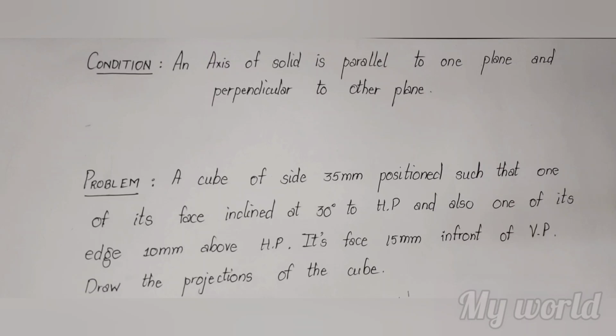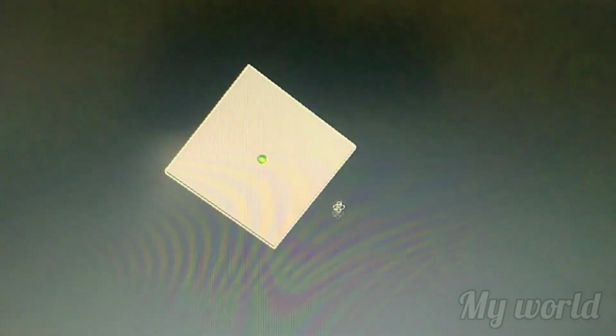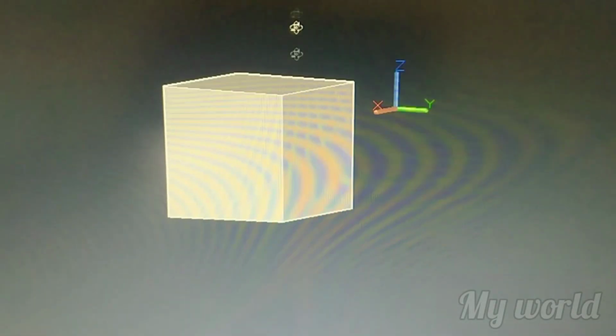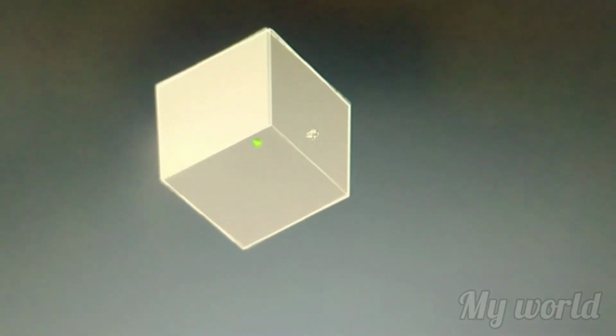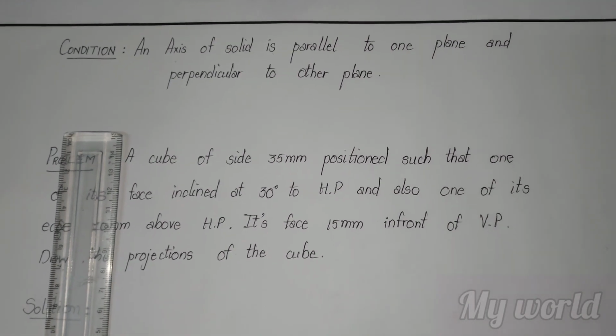So in this question, we have an object, a cube of side 35 mm, positioned to HP, that is inclined. That means it is 30 degrees inclined to HP, and the edge of that particular object is 10 mm above HP. So this is the object given in the question. See, this is a cube which has all its sides, in the sense faces, equal. The cube has 6 equal faces. Now this is inclined to HP.